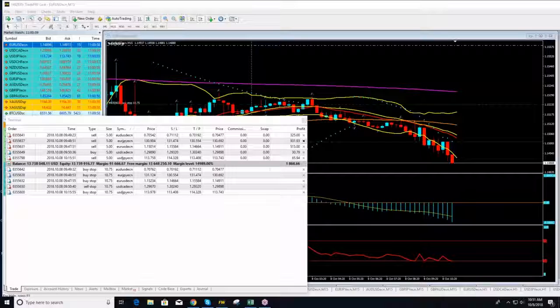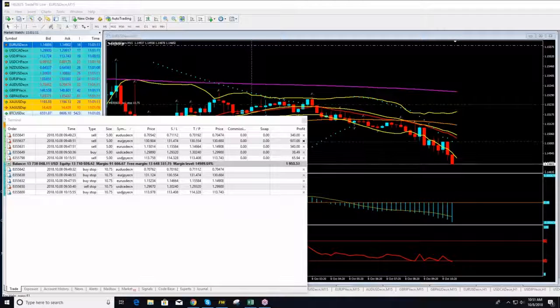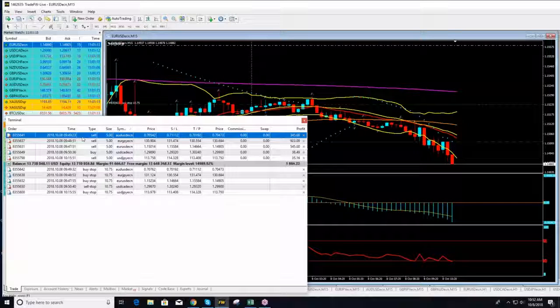So I would like to welcome you all to our live trading room. The morning session has started. We have already placed some positions. As you can see, these positions currently are developing well. Let's go through them very quickly and then I will explain the logic behind these positions.